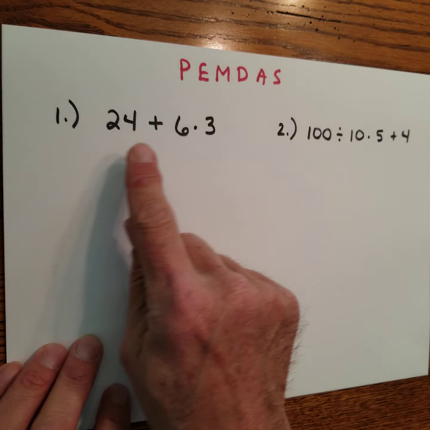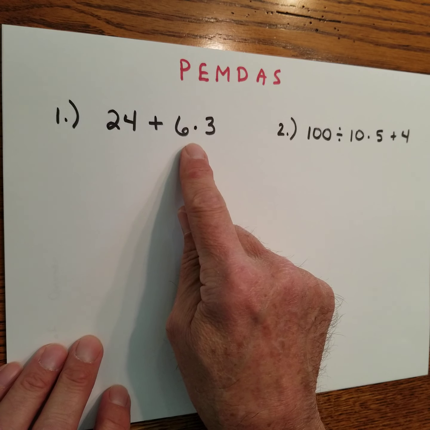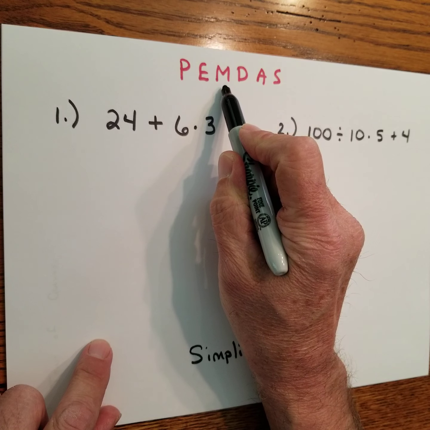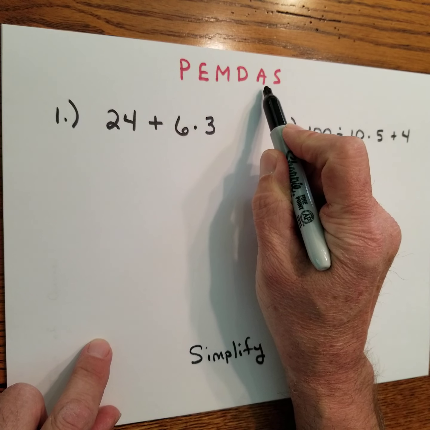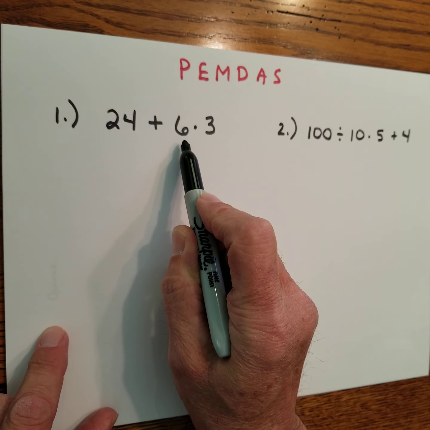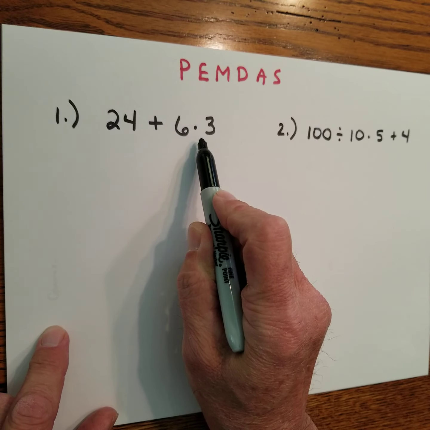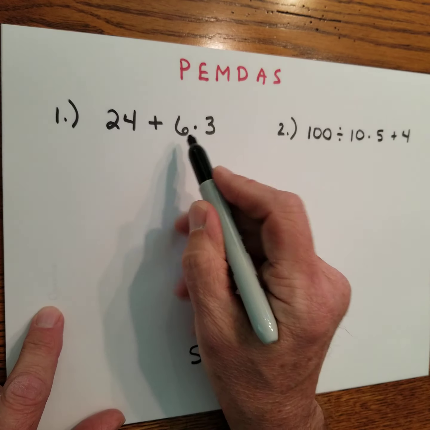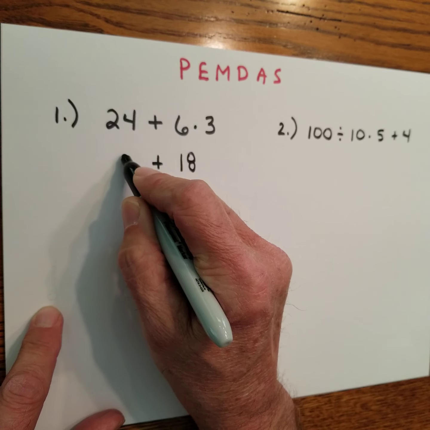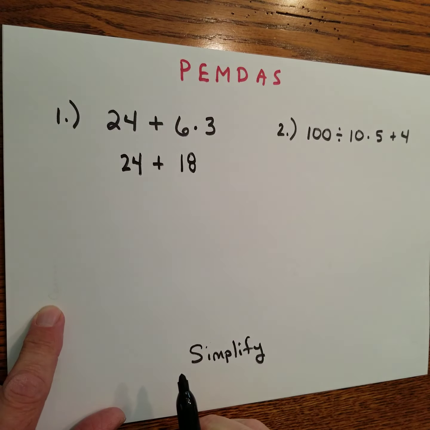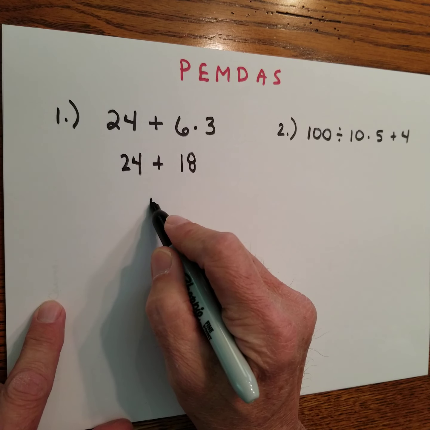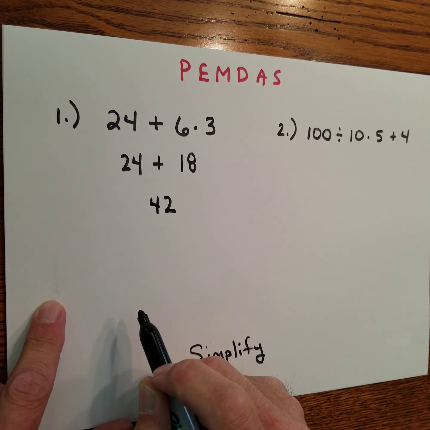For number 1, I see addition and multiplication. Well, I know from PEMDAS that multiplication happens before addition. I can't take 24 and add it to 6. If I've got add and multiply, I multiply first. 6 times 3, that's 18. Copy the rest of the problem. Now add: 24 plus 18 is 42.